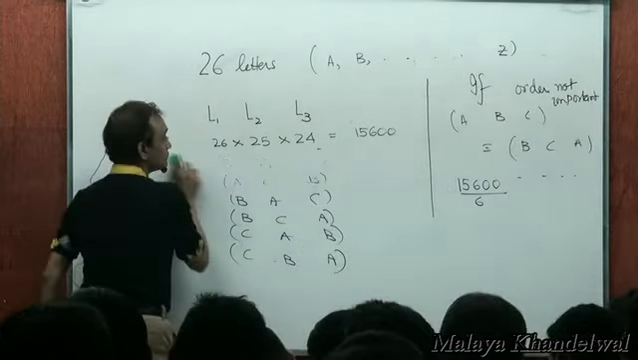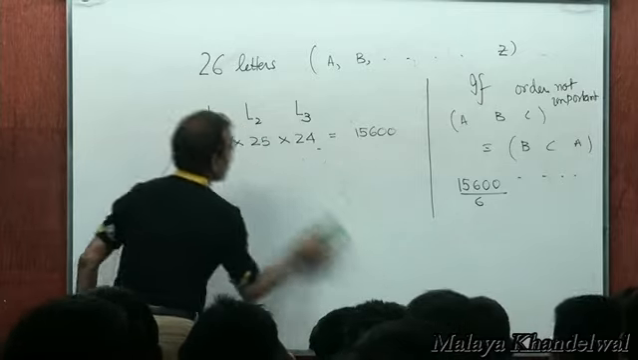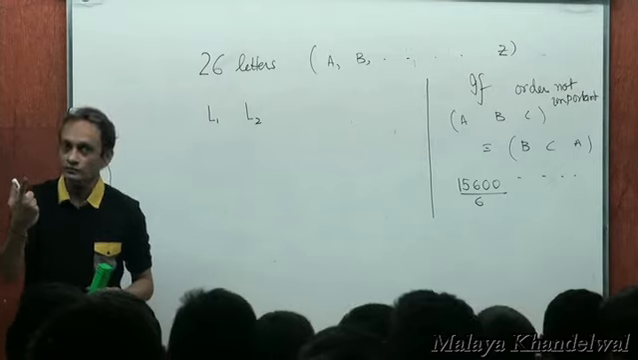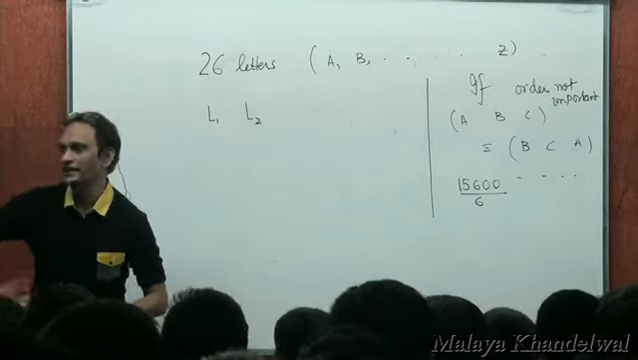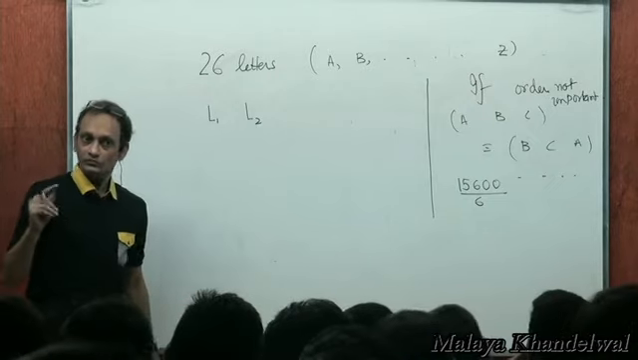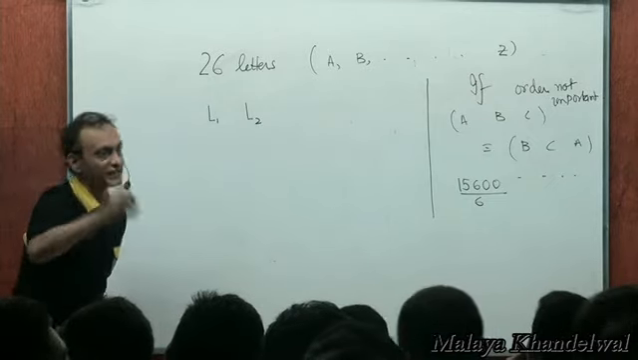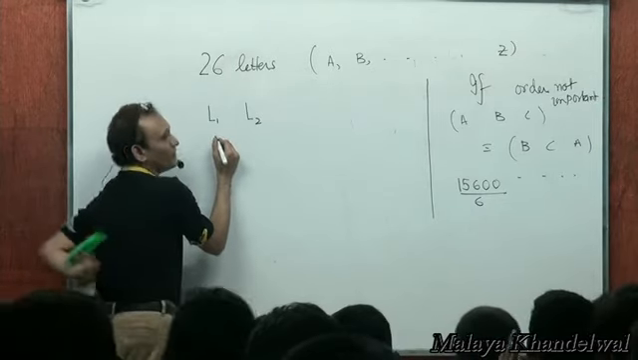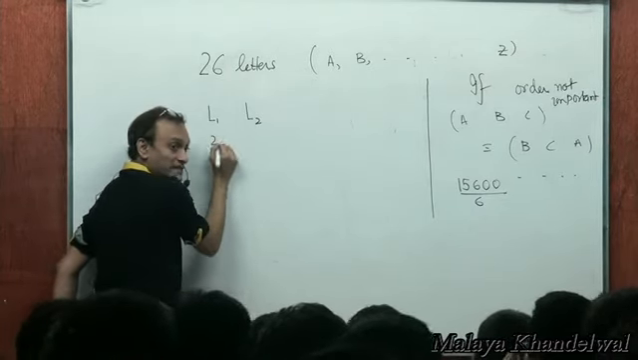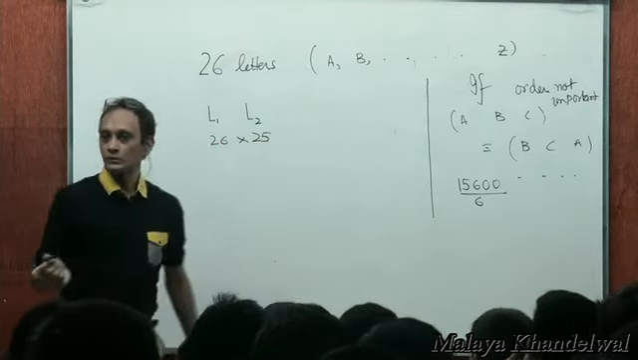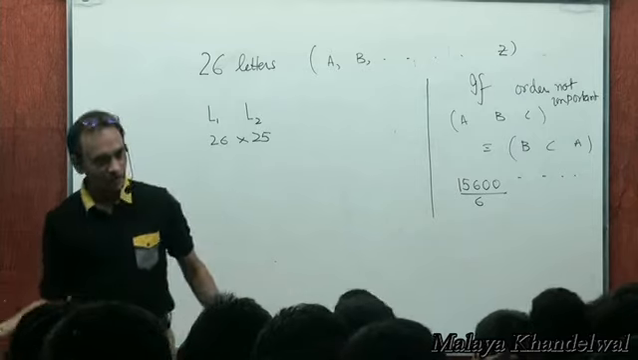Say there were 2-letter words to be created, L1, L2. Then L1 could be filled up in 26 ways, and L2 could be filled up in 25 ways. That gives 650.